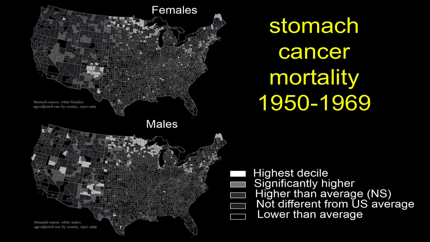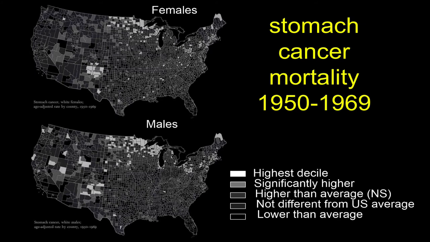What's that? Yeah, where the cheese is at. So up in the Great Lakes area, right? There's a lot of light up there, both with males and females. And New Mexico / Southern Colorado. Yeah, there's a chunk there. A little bit in Southern Nevada, at least for males. Less so with females, but yeah, there.